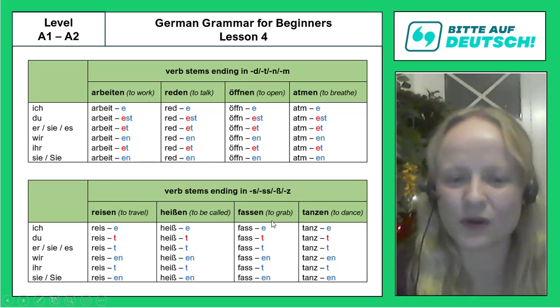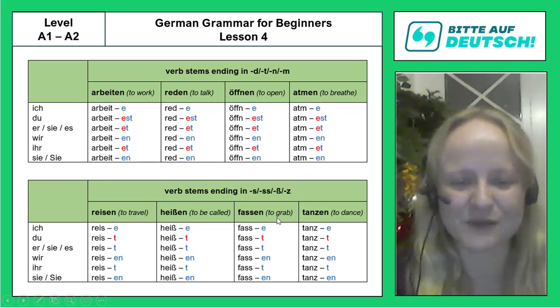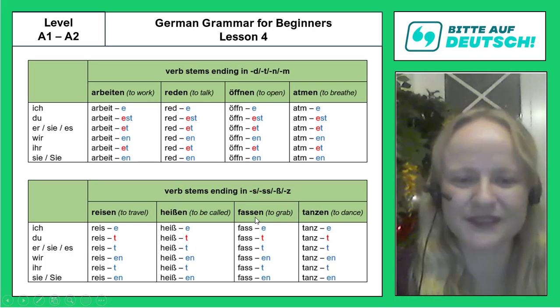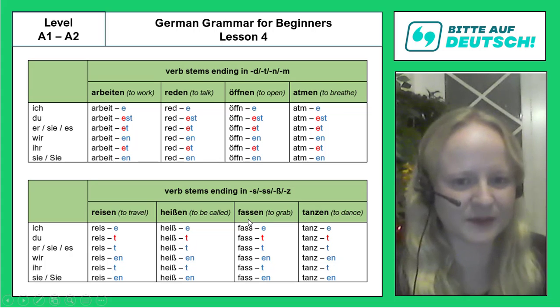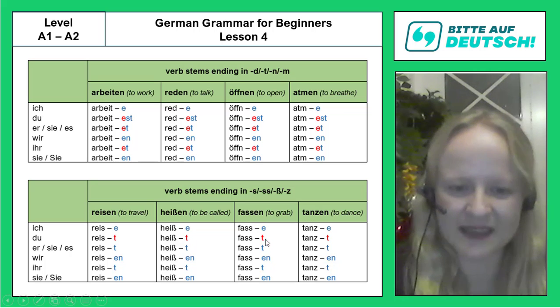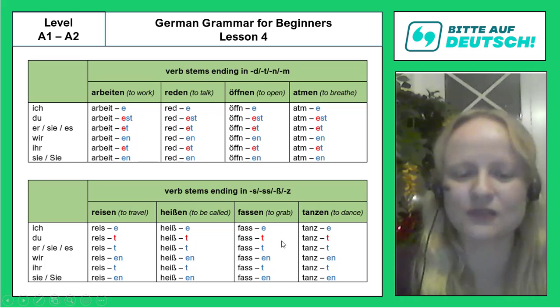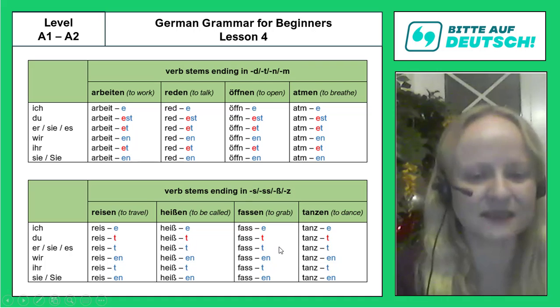Okay, and then two more examples, one for a double S and one for a Z. Let's start with this one first. Fassen, among other things, normally means to grab something. Double S sound, we drop the S from the ST, therefore we conjugate ich fasse, du fasst, er fasst, wir fassen, ihr fasst, sie fassen.